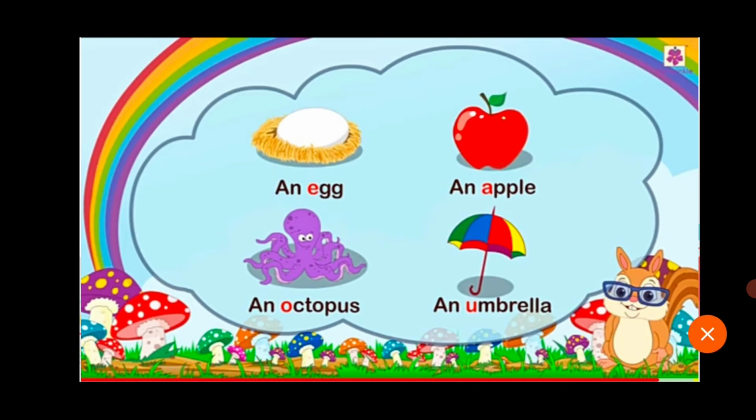See, children, here this E, A, O, U. These are vowels. So before the vowels we use an.